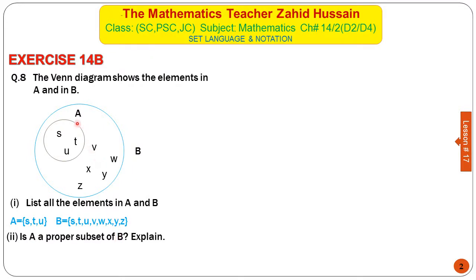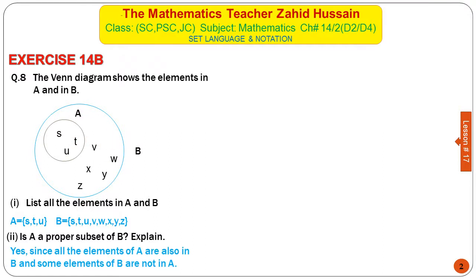Now in this case, look, all the elements of set A are in set B and some elements of B are not in A. So A is a proper subset of B. So its answer is yes, and its explanation is, since all the elements of A are also in B and some elements of B are not in A, that's why A is a proper subset of B. So this is question number 8.